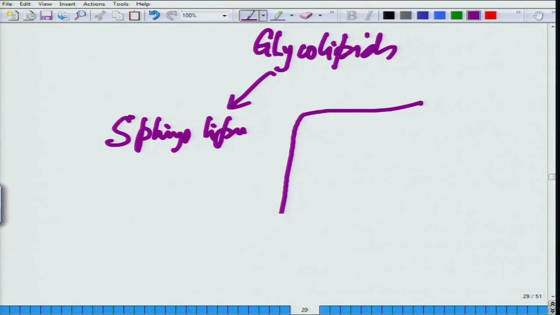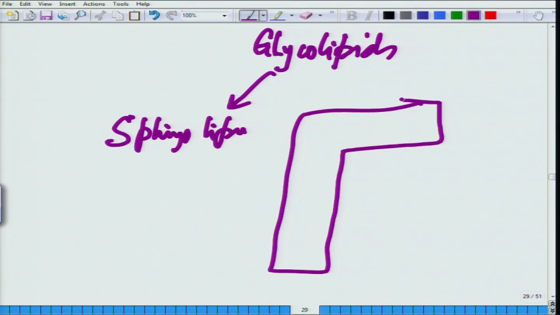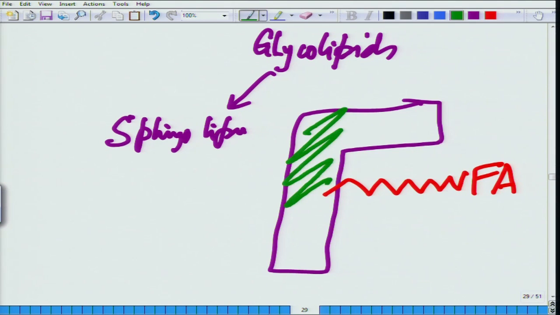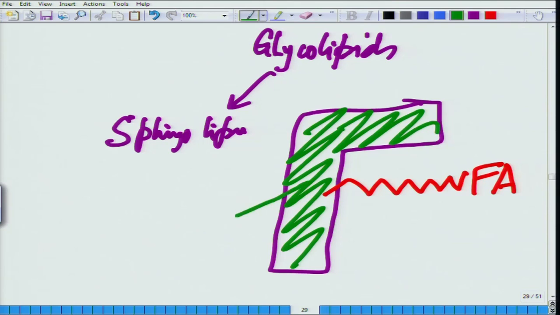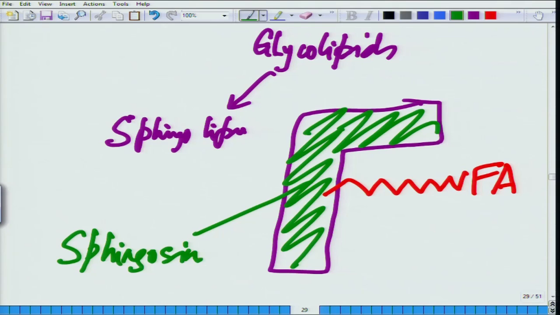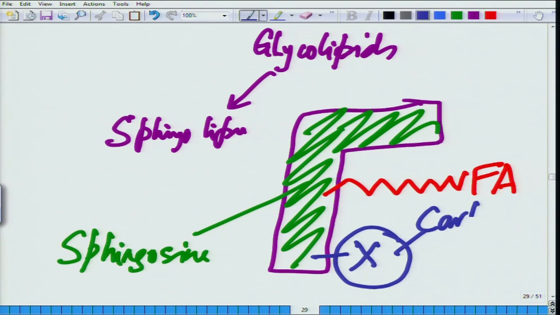So, what you can do, you can draw a sphingosine moiety likewise, and you can attach the fatty acid group. This is the sphingosine moiety, which I am shading in green now, sphingosine. And on top of this, you have the X here, and this X is replaced by a carbohydrate. It could be a monosaccharide, it could be oligosaccharide or disaccharide.